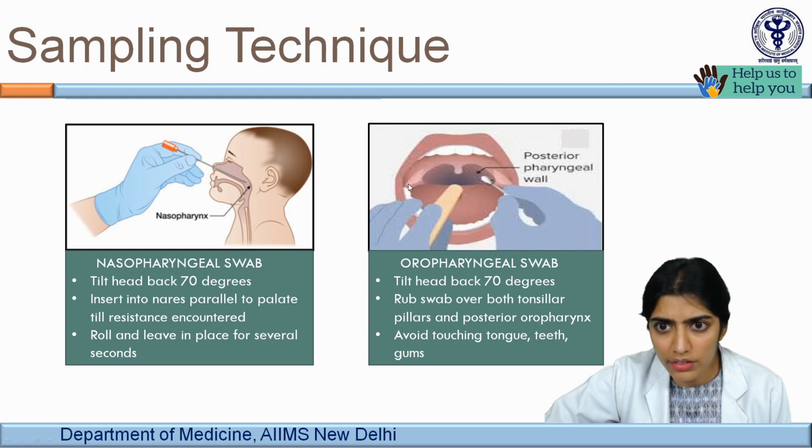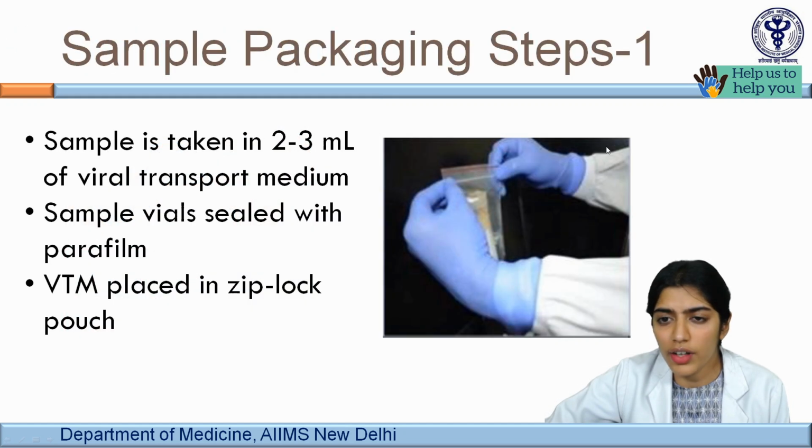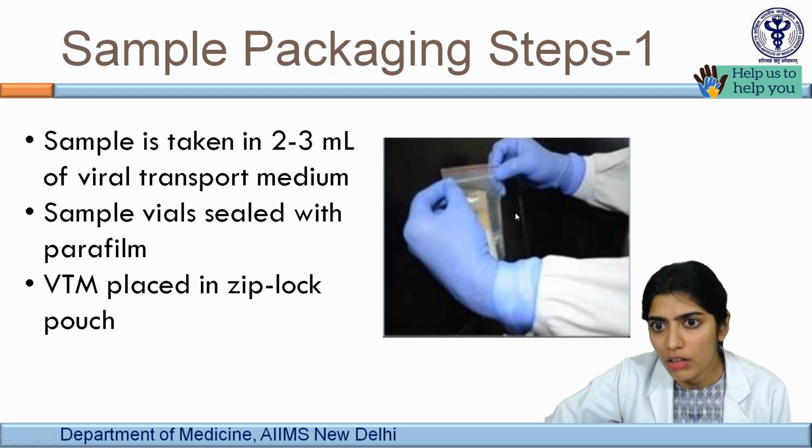When we take an oropharyngeal swab, we have to first depress the tongue with a tongue depressor. Then we put in the swab, we swab the bilateral tonsillar pillars, and then we go ahead and swab the posterior oropharynx. So first, we put the sample into 2 to 3 ml of a viral transport medium and then seal it. We put the whole thing into a Ziploc pouch.